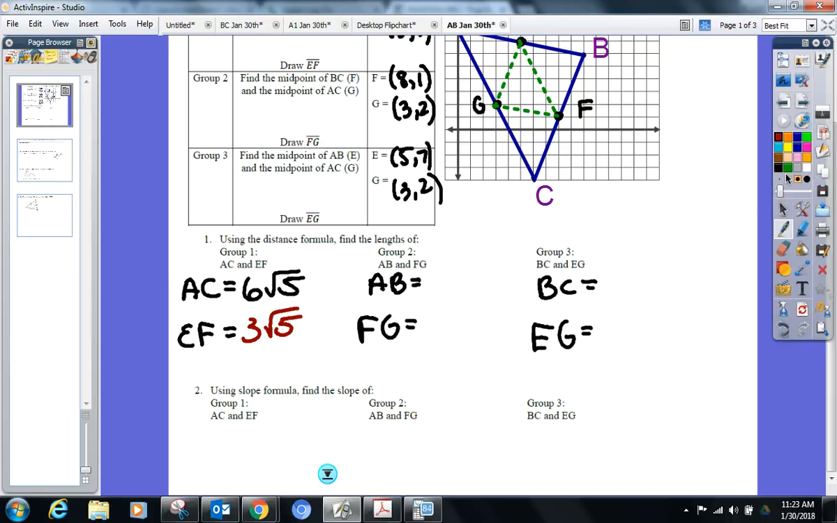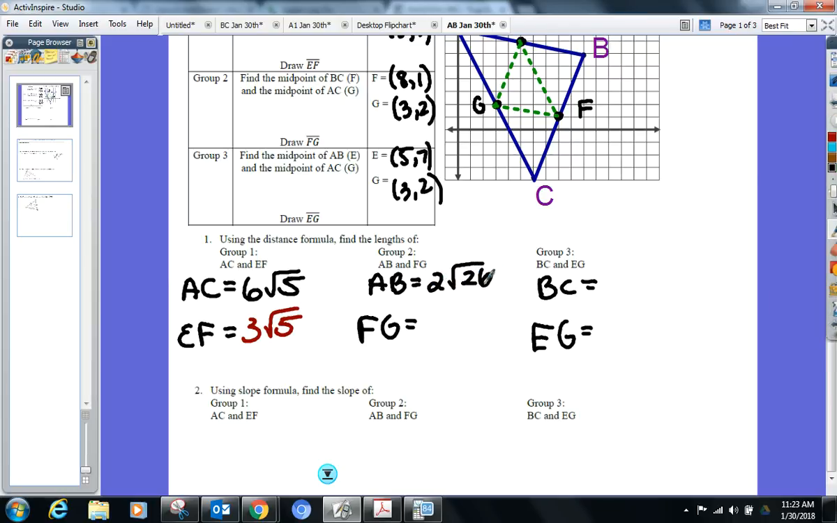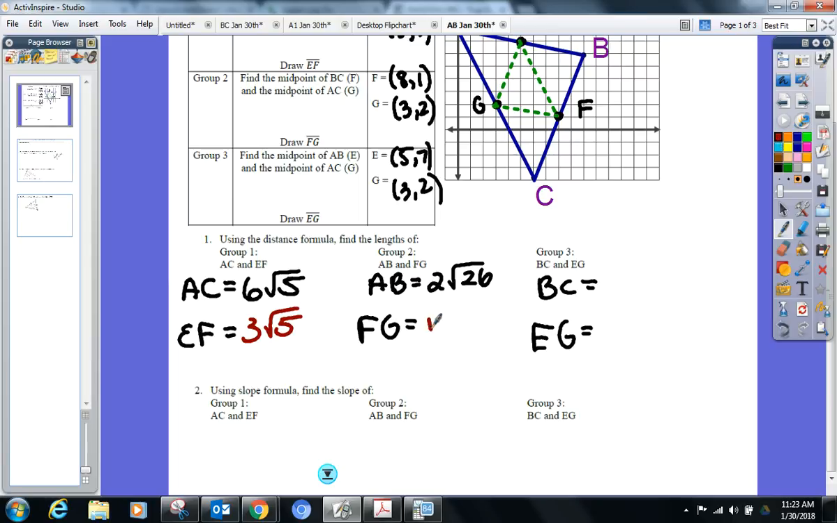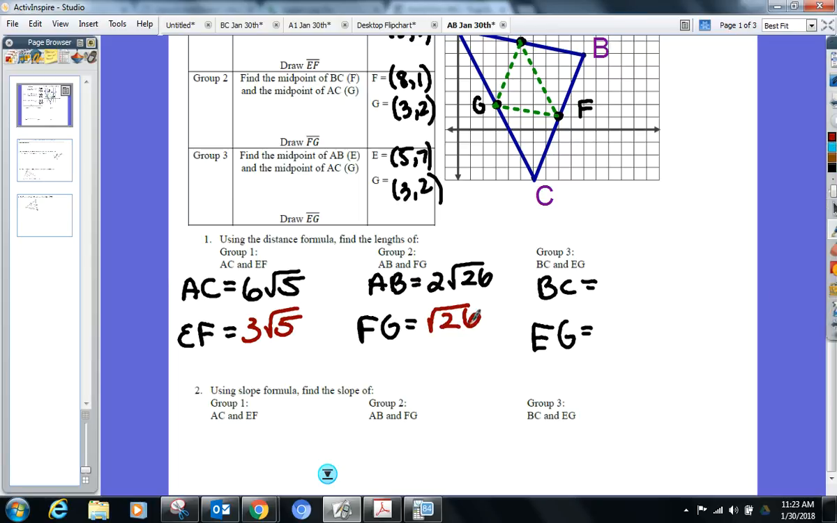All right, group 2, here you go. Group 2, AB. 2 radical 26. And then FG, radical 26. Yep. Got it.